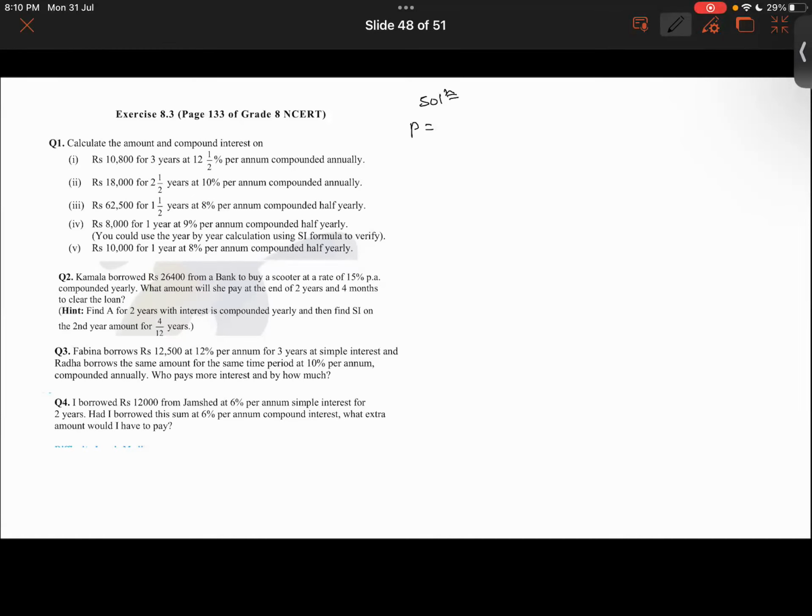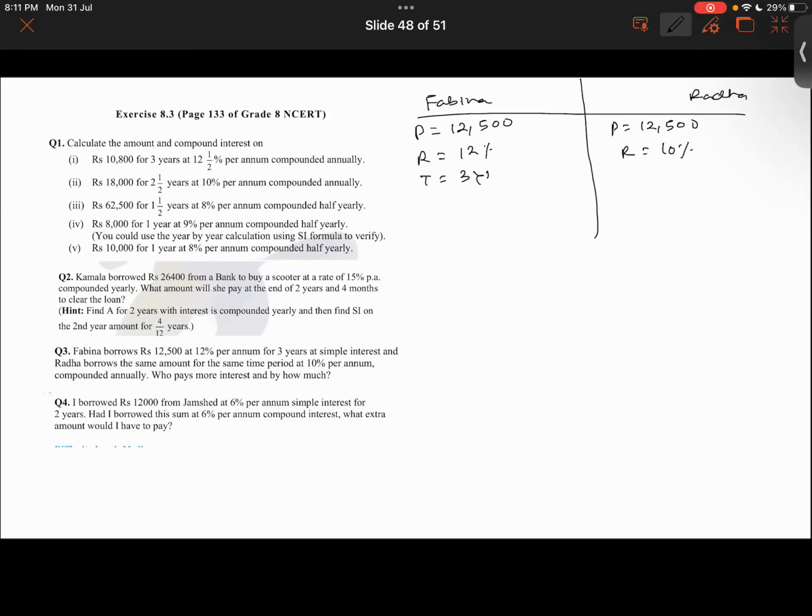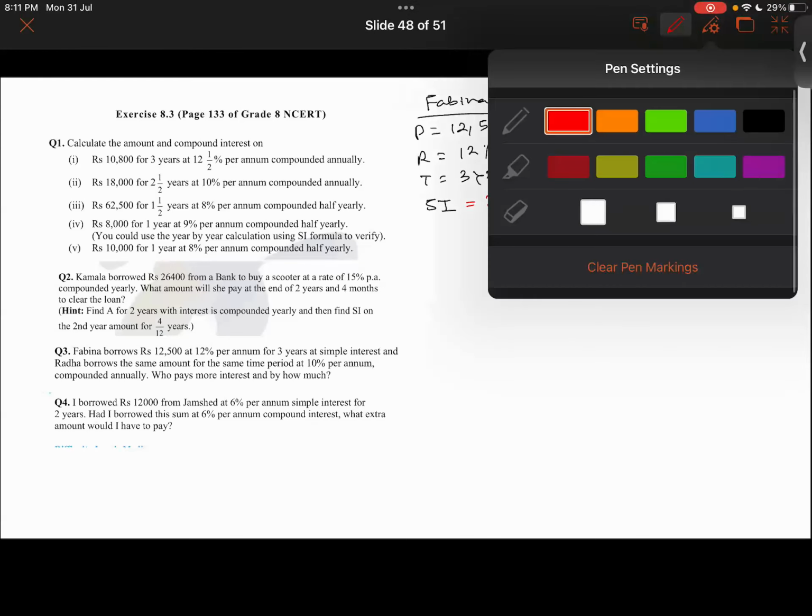Okay, now see here, for Fabina and for Radha, what are the things given in the question? The principal is 12,500 for her, and for her also the principal is 12,500. The rate of interest for her is 12% and for her it's 10%. The time period is 3 years, and here again it is 3 years. In the case of Fabina, the interest is simple interest. In the case of Radha, it's compound interest, isn't it? So we are basically required to find who pays more interest, Fabina or Radha. So we need to calculate simple interest and compound interest. The question is asking for these two values. Got this, Arhan?